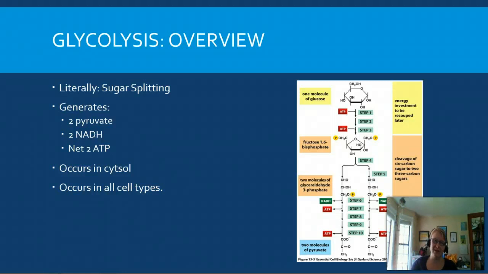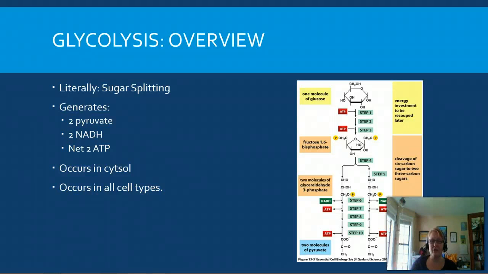So remember, ATP generation is not the goal of glycolysis. The generation of the two pyruvates and the two NADHs are the goal of glycolysis. This occurs in the cytosol, and all cell types will do this process. Now we're going to walk through each of the steps here in the next several slides.